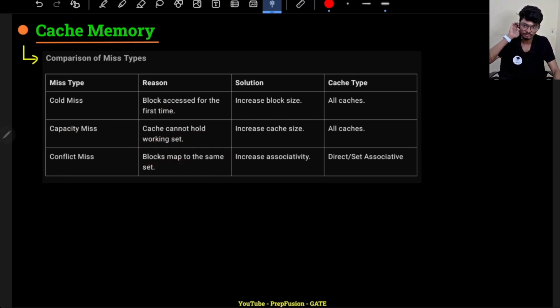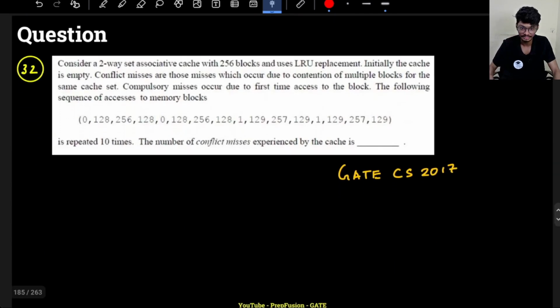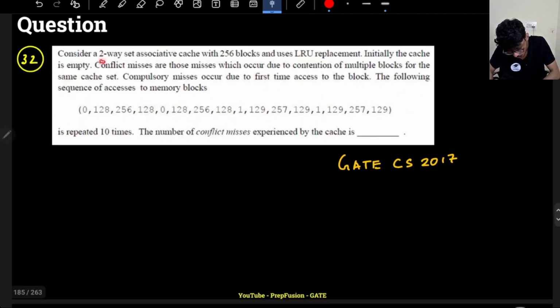Okay, so now let's solve this next question. So you can try this question out, and then of course I will solve it. Okay, so we have a two-way set associative cache with 256 blocks. So total number of blocks is 256, and it is a two-way set. So how many sets will I have?